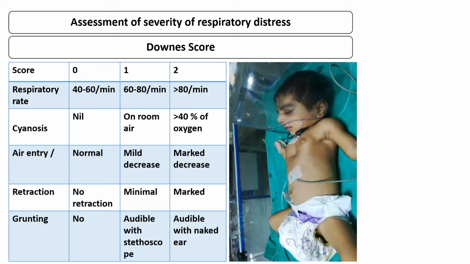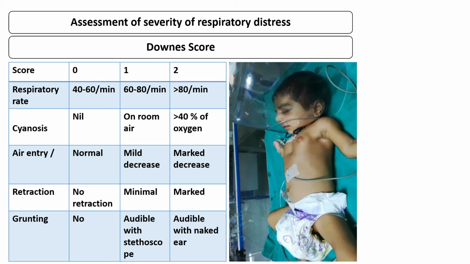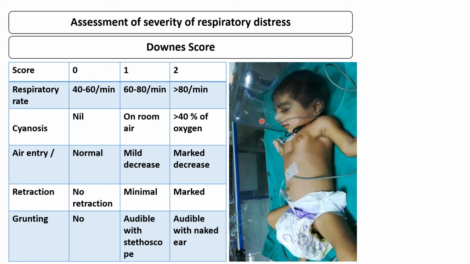Observe this baby and calculate the Downey's score. So you can hear the audible grunting sound. You can see the marked retractions are there, and respiratory rate between 60 to 80 per minute. So score for the RR 1.